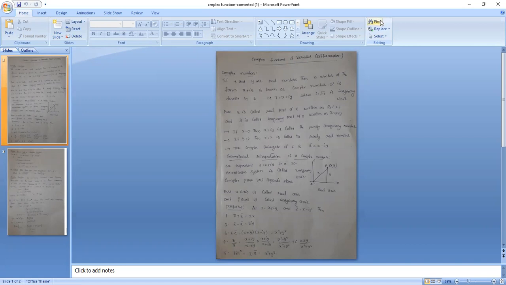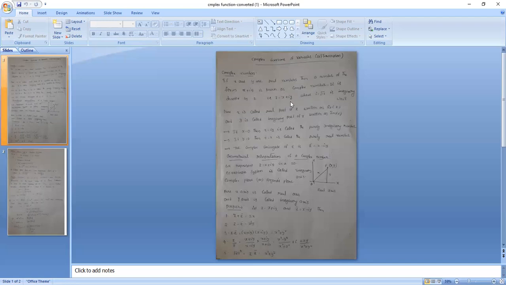Okay, what is a complex number? A complex number means any number which is of the form x plus iy. If x and y are real numbers, then a number of the form x plus iy is known as a complex number. It is denoted by z. We can write it as z equal to x plus iy.